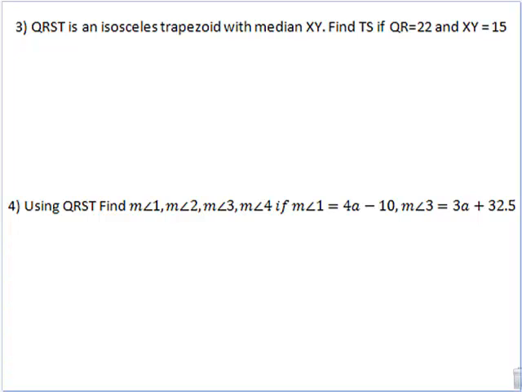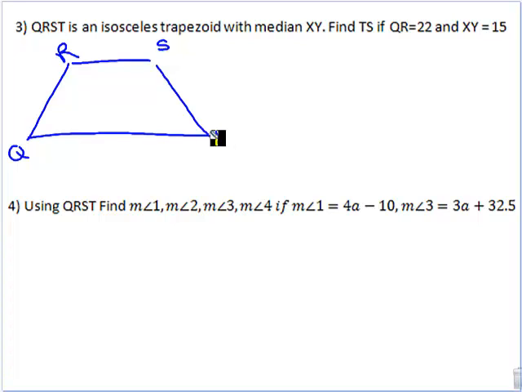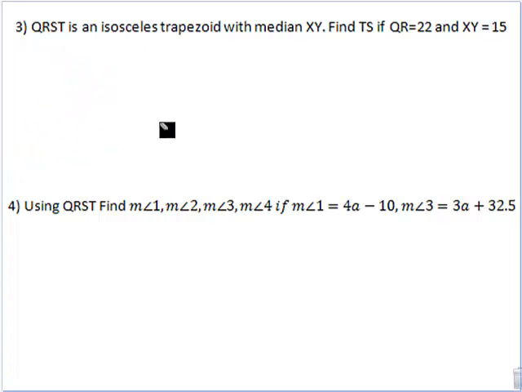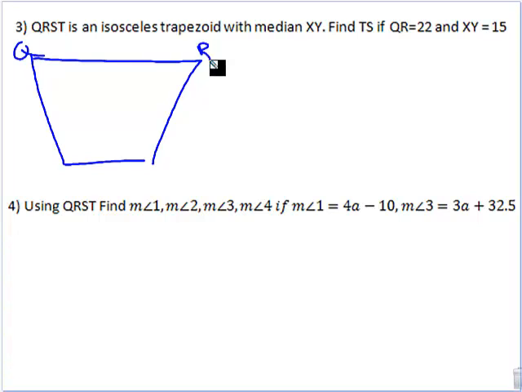QRST is an isosceles trapezoid with median XY. There's no diagram, so we're going to have to draw it out. Oh, there is one on yours? QRST. Is that the way it's drawn out? Oh, shoot. This is what I get for not importing my diagrams. QRST with the median XY. X is on the left, thank you. Okay, so there's our diagram.